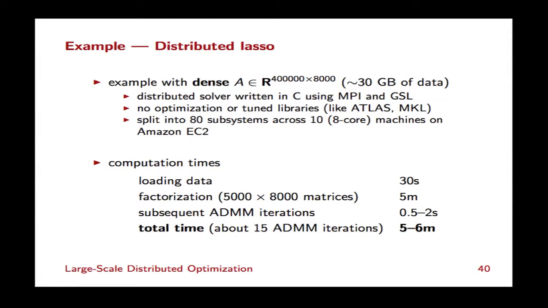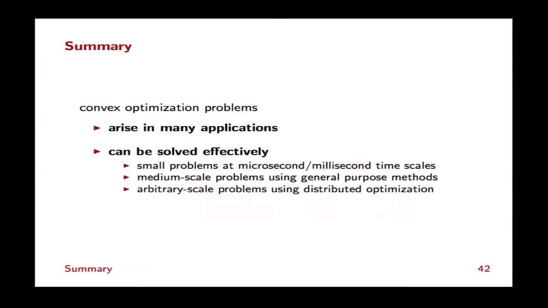So that's the idea. Okay, I'm just going to summarize. The summary is pretty straightforward. The first is that convex optimization problems come up in a whole lot of applications. That's actually the cool part. Plus the second: you can actually solve them effectively. If they're small, you can solve them at microsecond and millisecond time scales. If they're medium-scale problems, it takes a couple of seconds, or 10 seconds, or a minute, and you can solve them on a laptop. It's no big deal. And you can solve really big ones using distributed optimization.